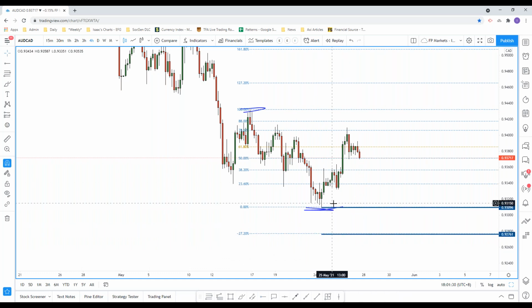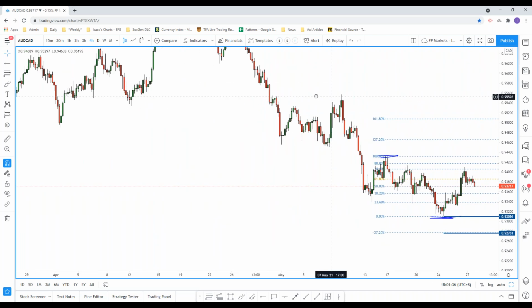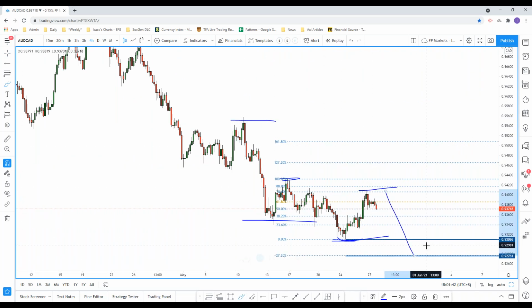With another intraday take profit at the last swing low. And market structure makes sense as well, right? Lower highs, lower lows. We are essentially in a downtrend. Okay. All right, so that is the intraday analysis for Aussie CAD.